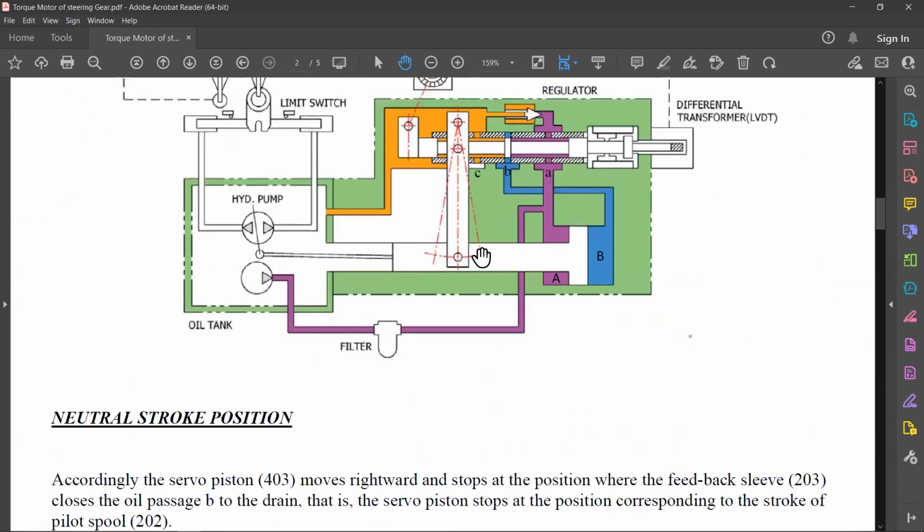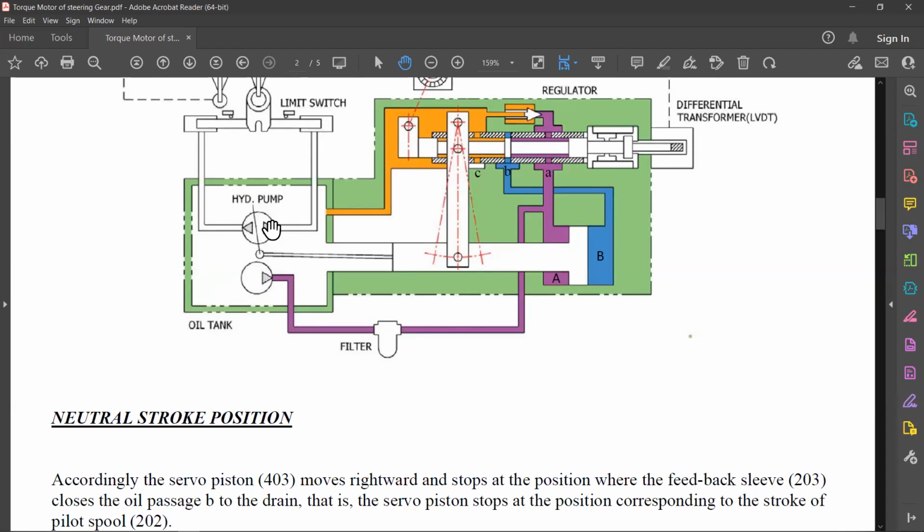So in a neutral position, this oil is drained back from this side. So both of the sides are locked. That is not moving this entire servo piston. Okay, because even if the oil is coming on this side, the other side is locked. What you see, C, is connected to the drain side. So there will be no motion of this servo piston, and it will not move ahead or behind, and the hydraulic pump will stay at neutral stroke.